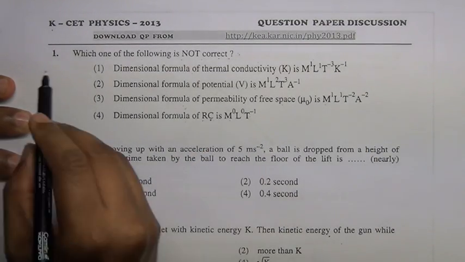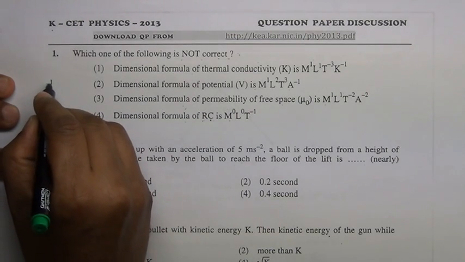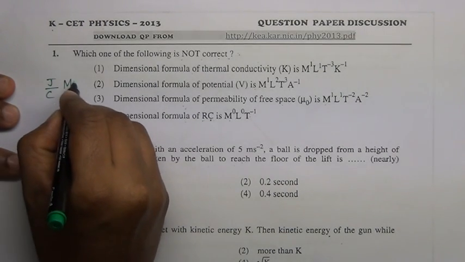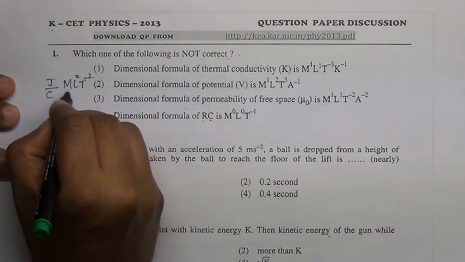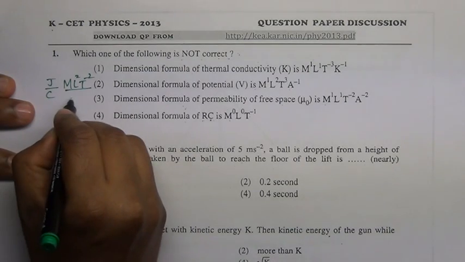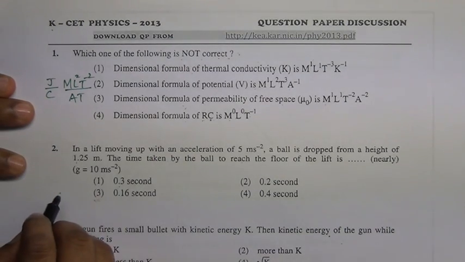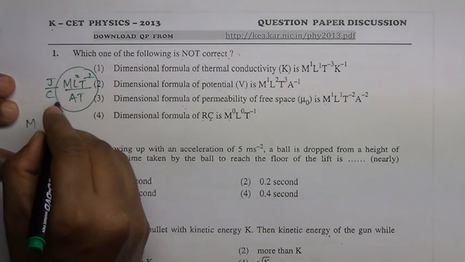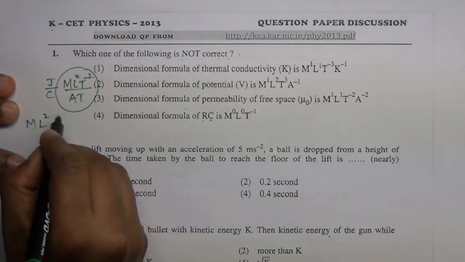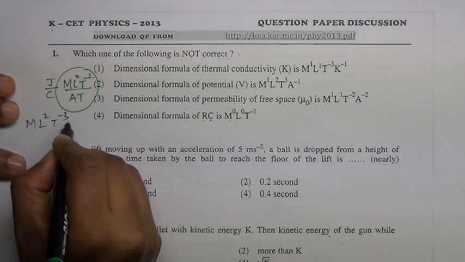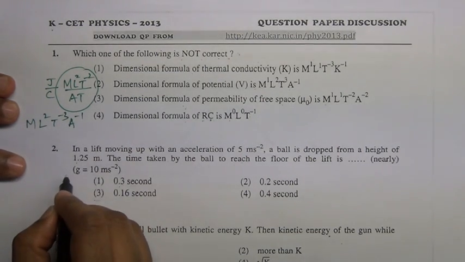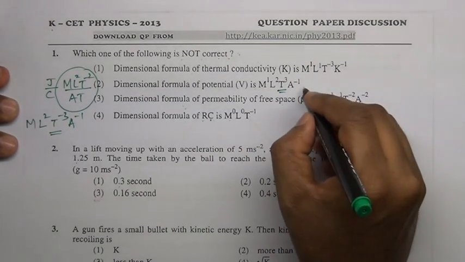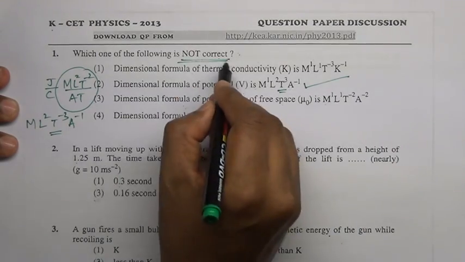This is potential. Potential is joule per coulomb. Joule is ML²T⁻² per coulomb. In place of coulomb we have to write AT. When we simplify this, ML²T⁻³A⁻¹. So T⁻³, this is T³. We are lucky enough, this is the wrong statement. So wrong dimensional formula.